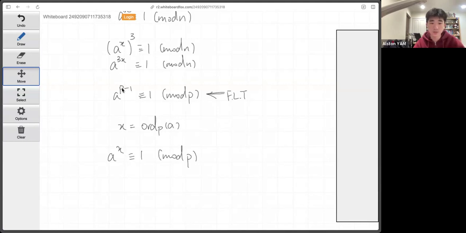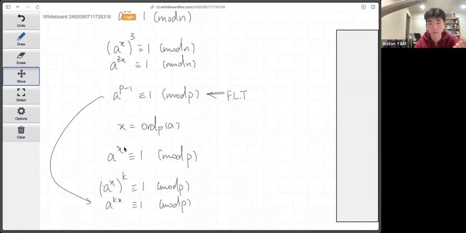Well, that's pretty interesting because we also have another one up here, and it's P minus 1. So you can imagine, if we raise both sides to some power, we can do A to the X raised to some power. I don't really care. I can raise it to the power of K, congruent to 1 mod P. A to the KX is congruent to 1 mod P. So then you can compare KX with the P minus 1.